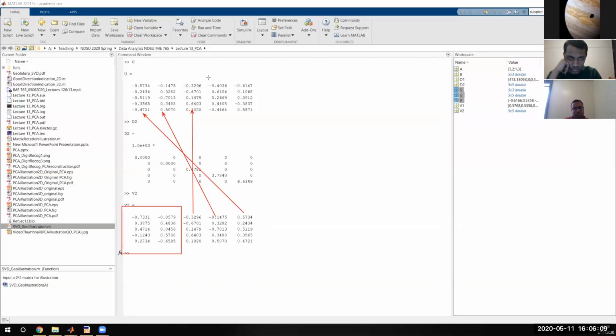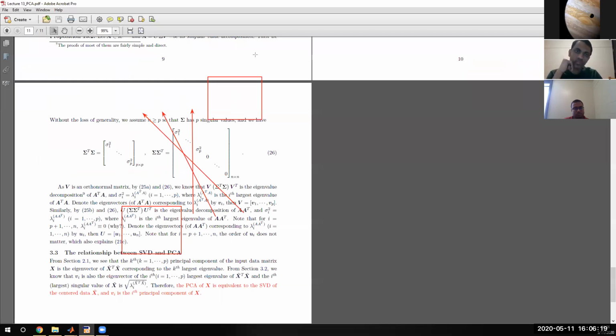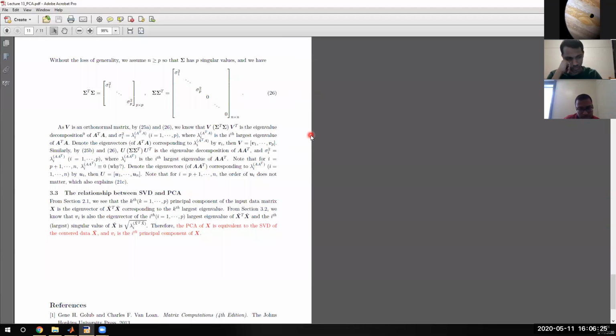You might say, hey, these two are different. Who cares? As long as they're orthonormal to each other, it's done. Get the point? That's how we use the eigenvalue decomposition to calculate the singular value decomposition. Any questions here?